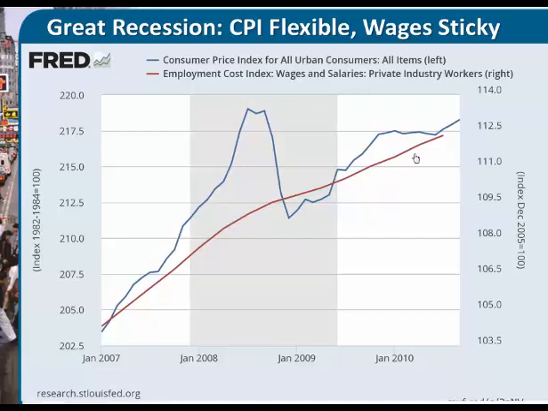Now that's a nice example of sticky wages, at least in aggregate, and we have flexible prices. We have changing prices, which is what the foundation of this chapter is about. So now let's move on to the aggregate supply curve a little bit more in detail.